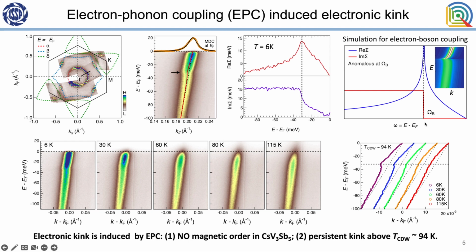So the candidates of this bosonic mode could be a magnon or phonon. First, there is a non-magnetic order in this material, so we exclude the possibility of magnon. Second, this kink is persistent above the CDW transition temperature as shown in these figures. Therefore, we conclude that this electronic kink is induced by electron phonon coupling.